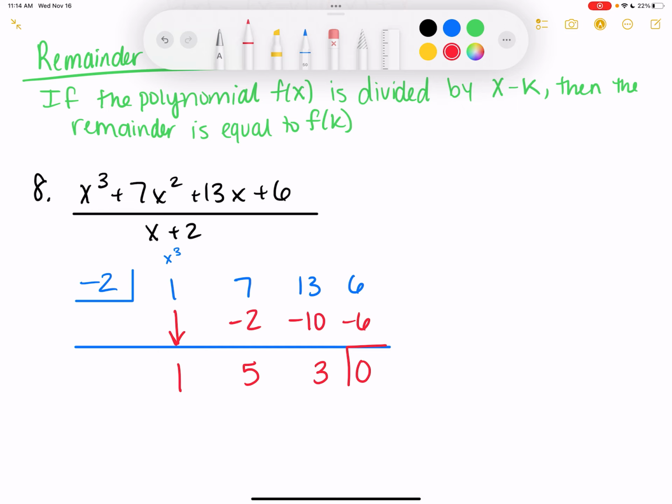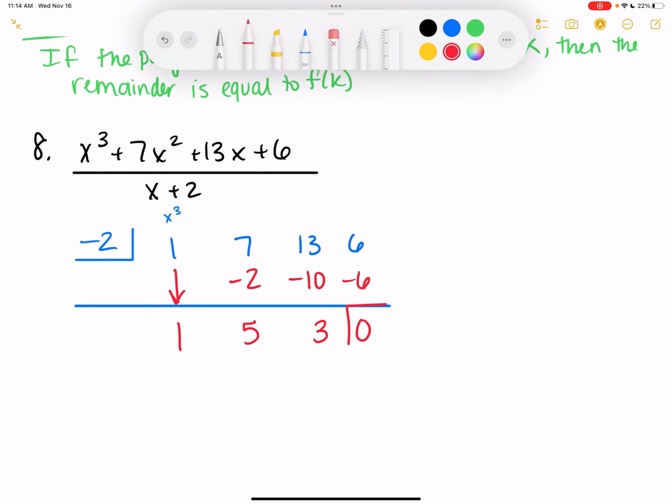So our answer, this is, like I said, now an x squared term, is x squared plus 5x plus 3. If there had been a remainder, we would have written plus whatever the number was over x plus 2.